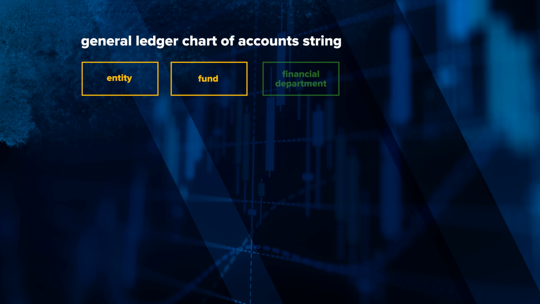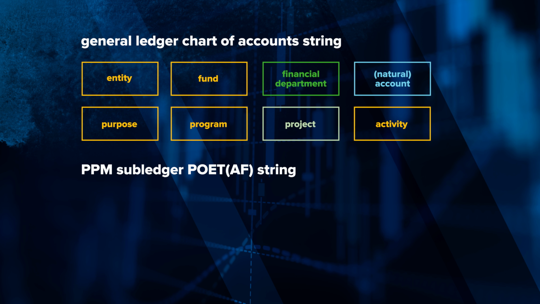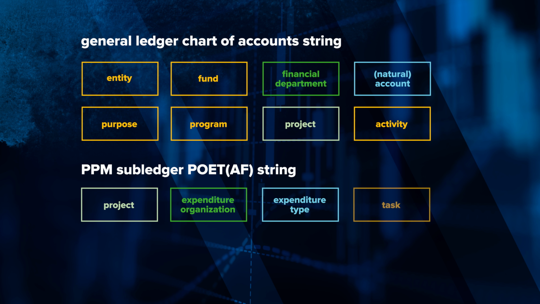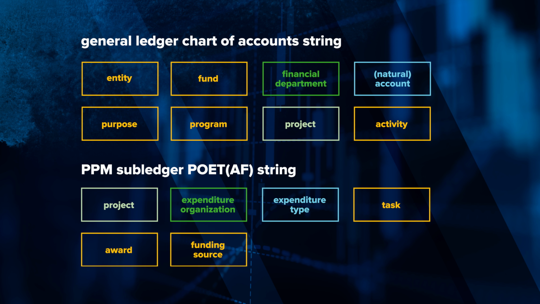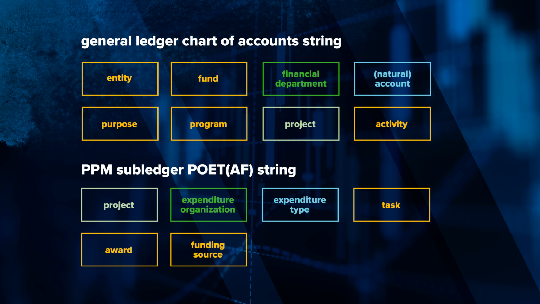Users will enter transactions using the segments of the POET AF string, which will be configured so that the values translate and roll up to the applicable chart of account segments in the general ledger. You'll notice from this mapping image, not all of the COA segments have a direct translation from the POET AF string. For the other required segments of the chart of accounts, entity, fund, and purpose, values will be generated in the general ledger using various PPM mapping rules. Users will be able to then drill down into PPM from the general ledger when additional details about the transactions are needed.